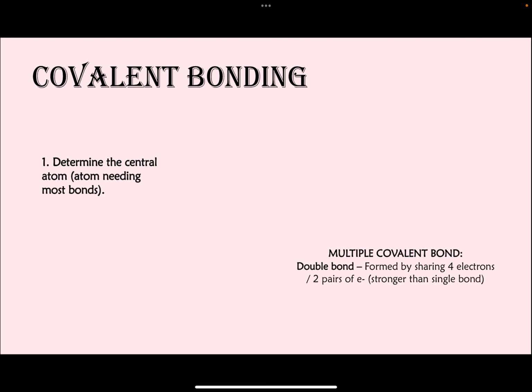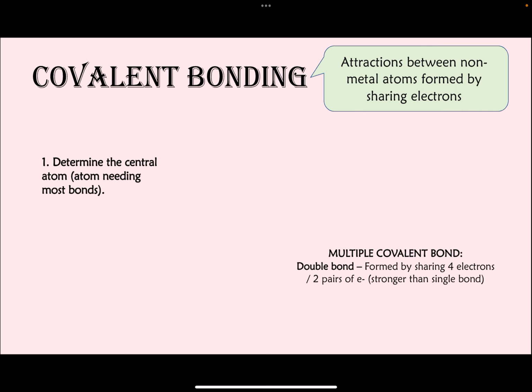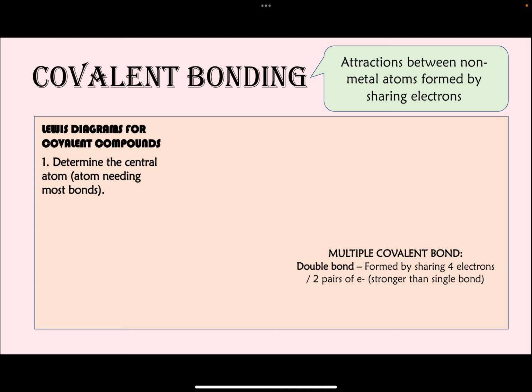All right, let's talk about the covalent bonds now. Covalent bonds are the attractions between different non-metals, and this happens when they share the electrons. So let's talk about the Lewis dot diagrams of covalent compounds. So here we have some examples. Let's talk about the steps first, and then we're going to go ahead and draw them together.